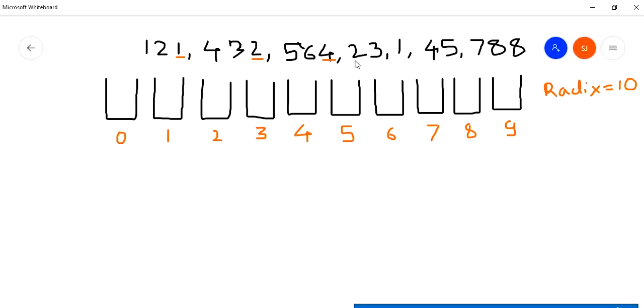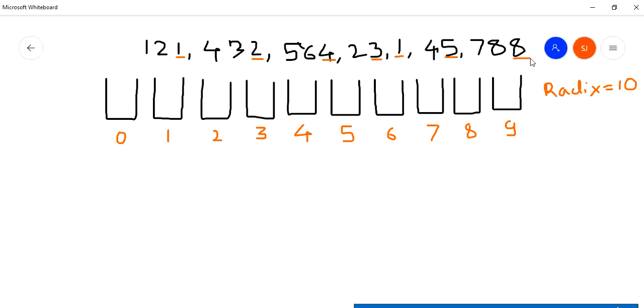Okay, then this number is 23. Okay, it is separated by comma. You can easily observe what the number is. 23 is the number. So this is my unit place. Next is 1. Okay, so in this case this is only the unit place. Okay, then next is 45. So this is the unit place. Then next is 788. Then 8 is the unit place.